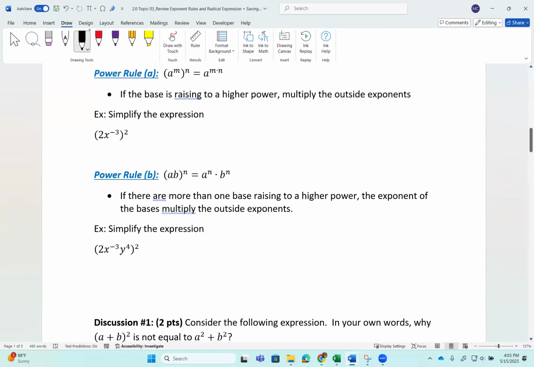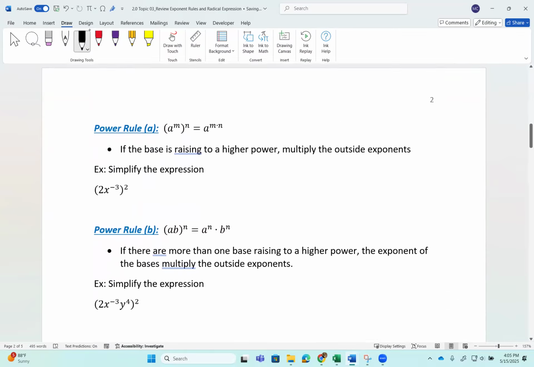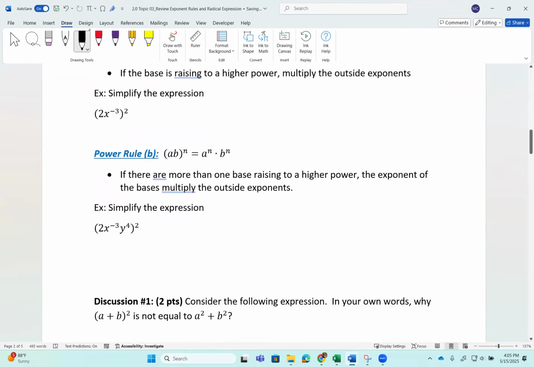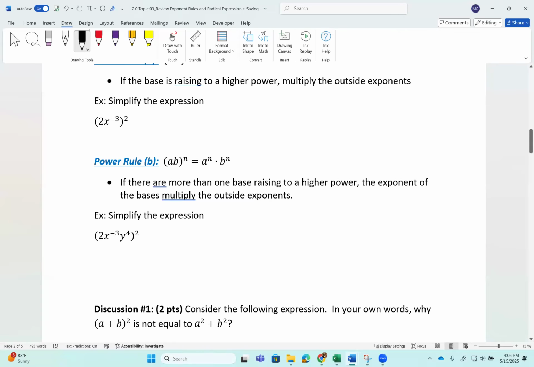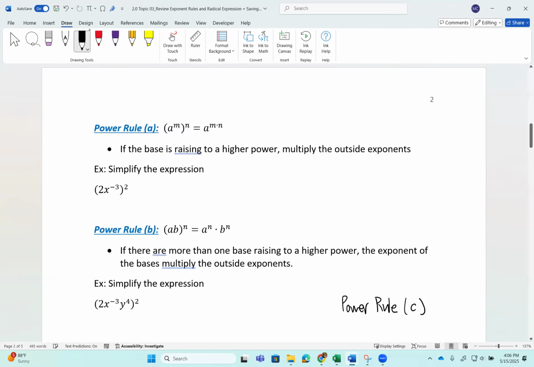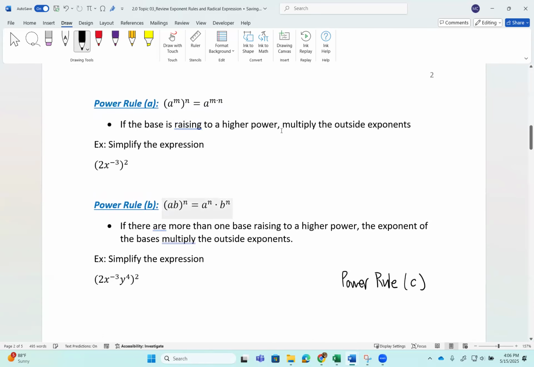There are three different versions of what we call the power rule. The third one is actually pretty much the same as the second one. Power rule C. I'll write it down here just as a reminder. Power rule says if the base is raised to a higher power on the outside of the parenthesis, we will multiply the exponents together. So again, inside the parenthesis is one term, right? You've got a parenthesis and another exponent on the outside, so we will actually multiply the exponents. It's very similar to the distributive property, okay?